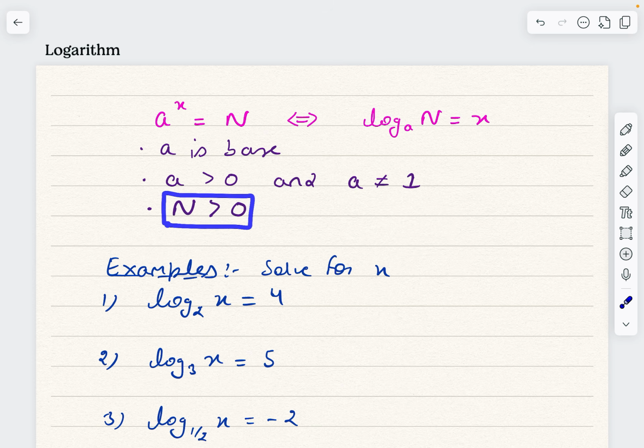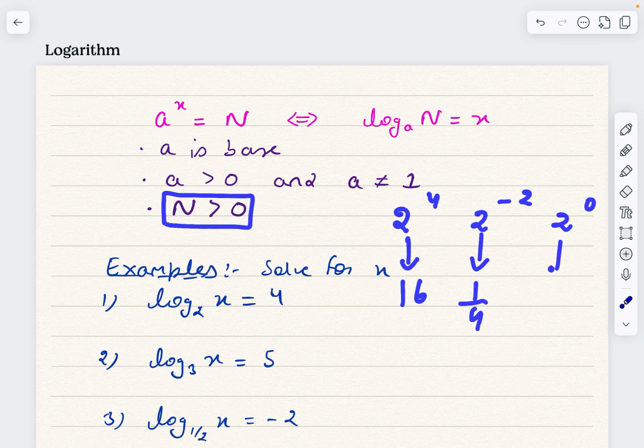N should be greater than 0 because whenever you raise a positive number, let us say 2, to some power, say 4 or minus 2 or 0, every time the final number will be positive. In this case, you get 16. In this case, you get 1/4. In this case, you get 1. So for a positive number, take any power, positive or negative, the final value will always be positive.